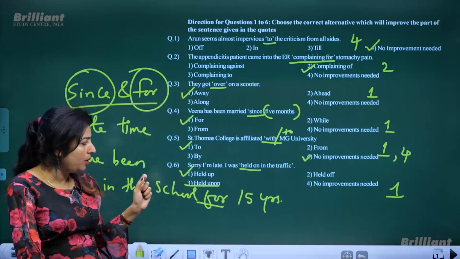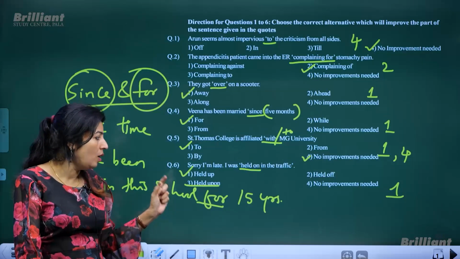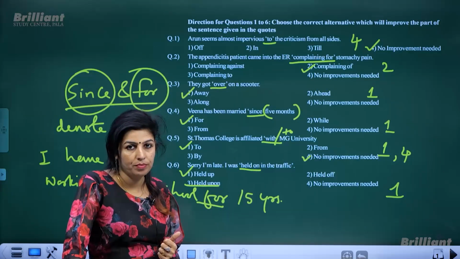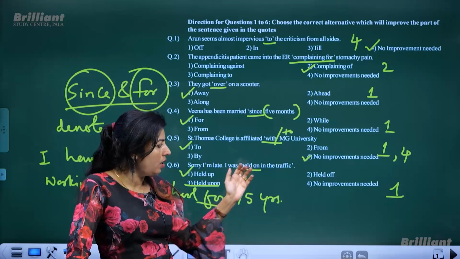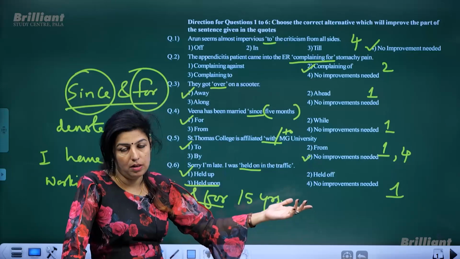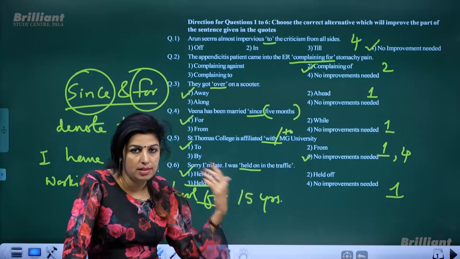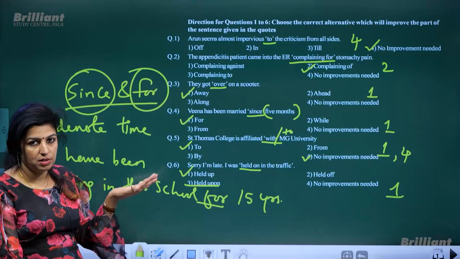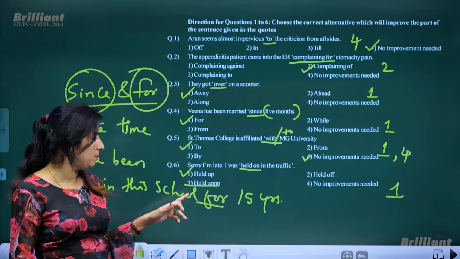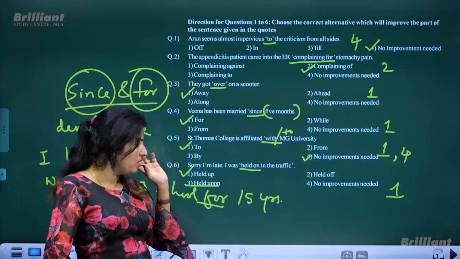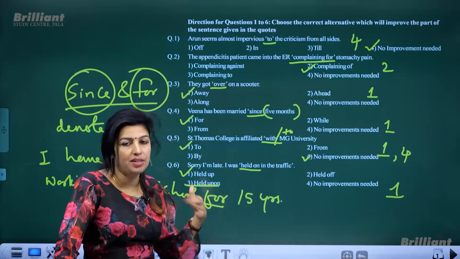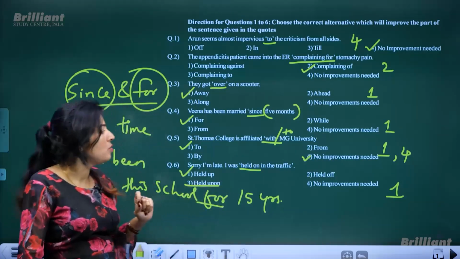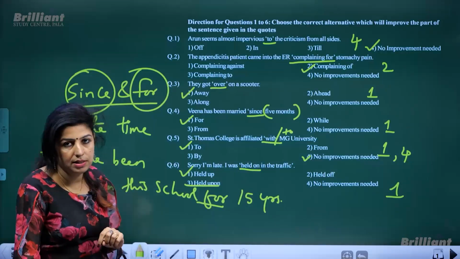That meaning will be conveyed only if you use "held up", not "held upon" or "held off". Held off means to repel or to resist something, so that also will not be sensible enough in this context. So "held up" is the correct option, which means I was delayed because of the traffic. That reason is conveyed properly using this phrasal verb. So the first option is the correct answer.